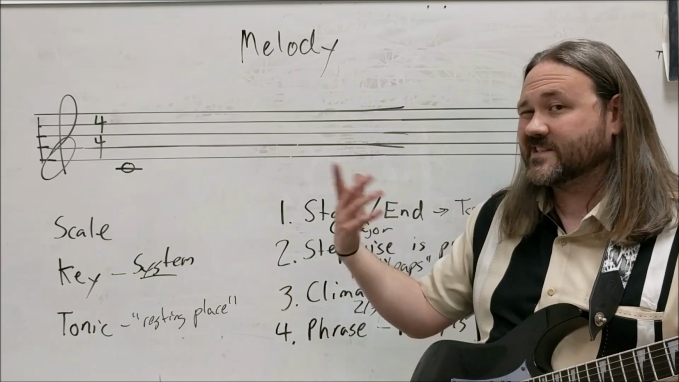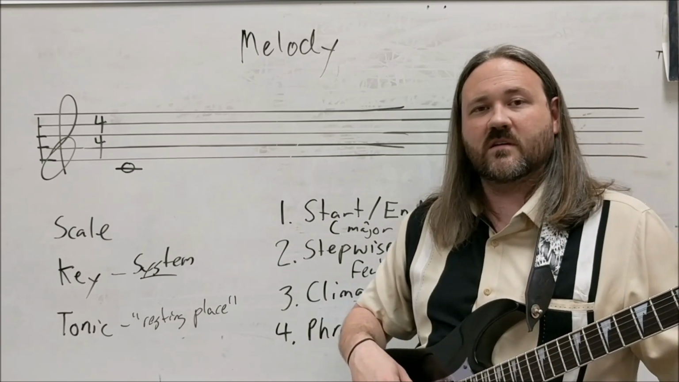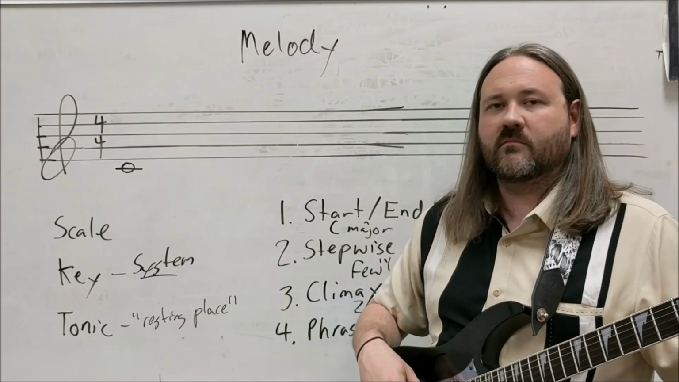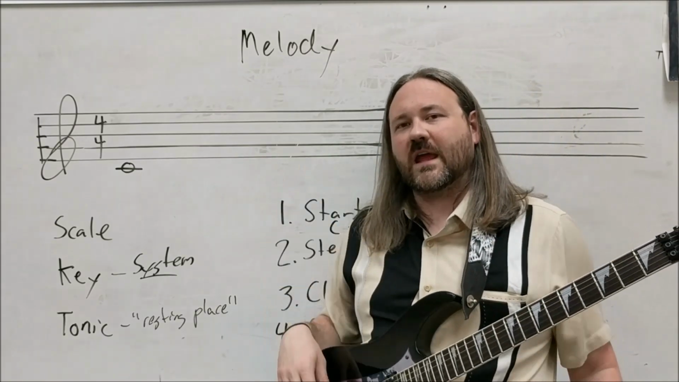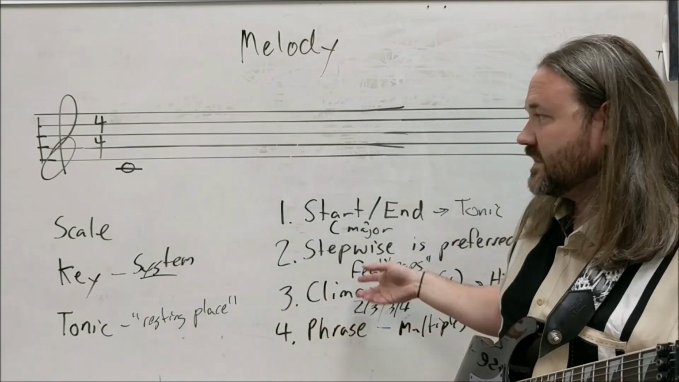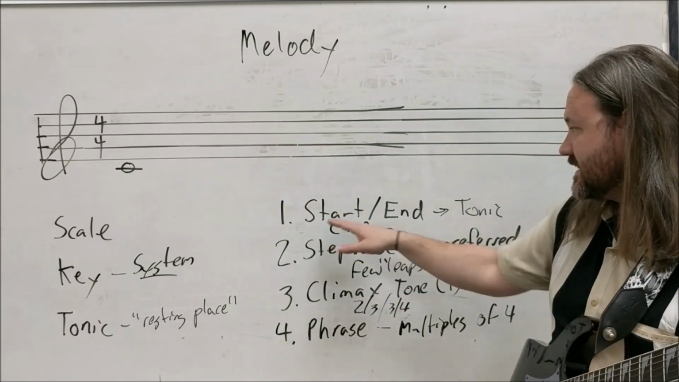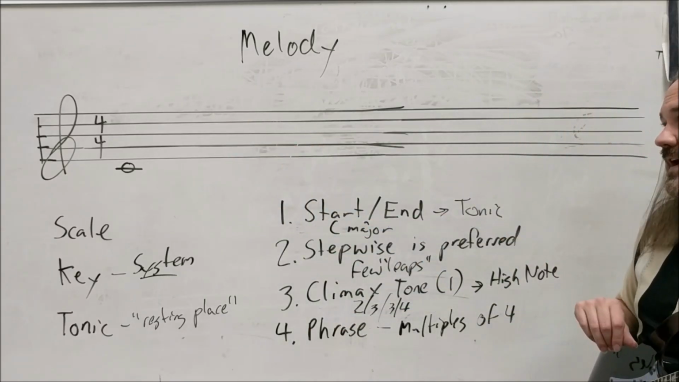that's one phrase. The second phrase, 4 measures. And those two phrases go together. The first one does end on the tonic. The second one does, to make one big long phrase that starts and ends on tonic. So the phrase is usually multiples of 4.